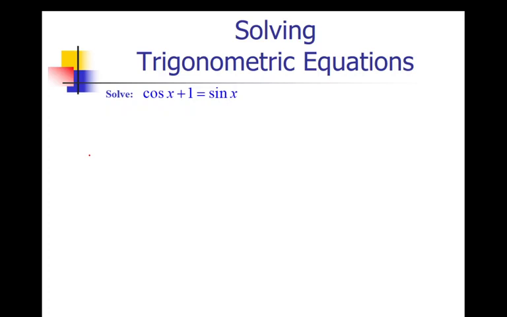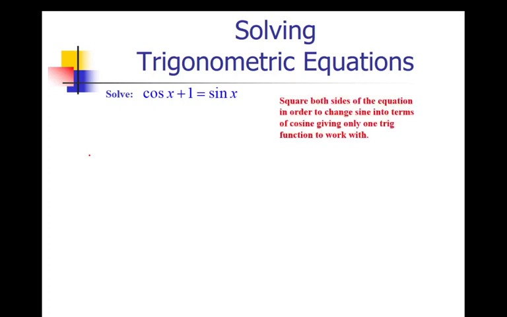All right, so back to solving trig. So let's look at this one. Cosine x plus 1 equals sine x. This one is way more involved, and this is something that you haven't done yet with trig. So we're going to square both sides of the equation in order to change sine into terms of cosine, giving only one trig function to work with.